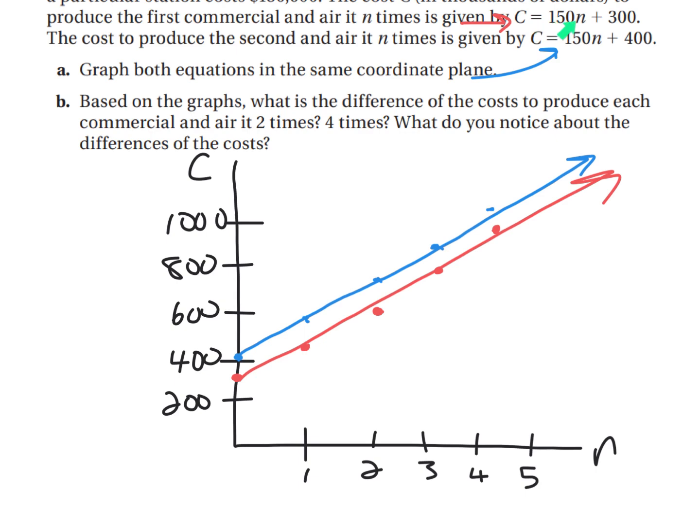So if I put a 2 in here for airing it 2 times, 150 times 2 is 300, plus 300 is 600. 150 times 2 is still 300, but plus 400 now is 700. So it's always going to be 100 apart. This part's never going to change, but I'm going to add in 100 more this second time. So these are always going to be 100 apart, or in this case, in thousands, 100,000 apart.